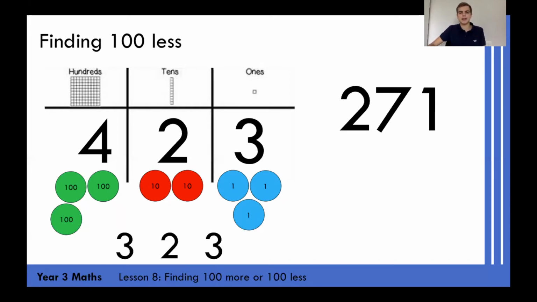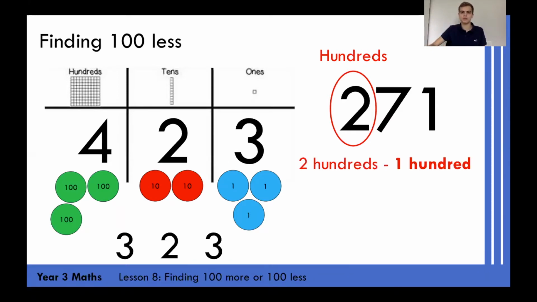Here we go then, my number 271 again, and I want to find 100 less than this number. Okay, so first of all I need to work out what digit is in my hundreds column. You're absolutely right, it's the 2, isn't it? The digit 2 is in my hundreds column. So in this number I've got 200s, and I want to take one of those hundreds away because I'm finding 100 less. So 200s, take away one of those hundreds, leaves me how many hundreds?